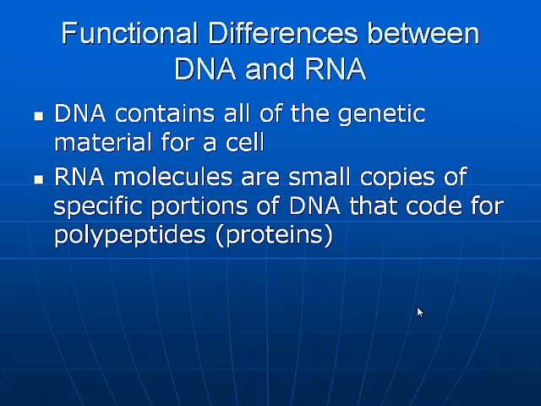So in terms of the cell, DNA has all the genetic material to make proteins, and by extension, everything that an organism is. Whereas RNA molecules are small copies that can go out to the cytoplasm and ribosomes and make the proteins themselves.